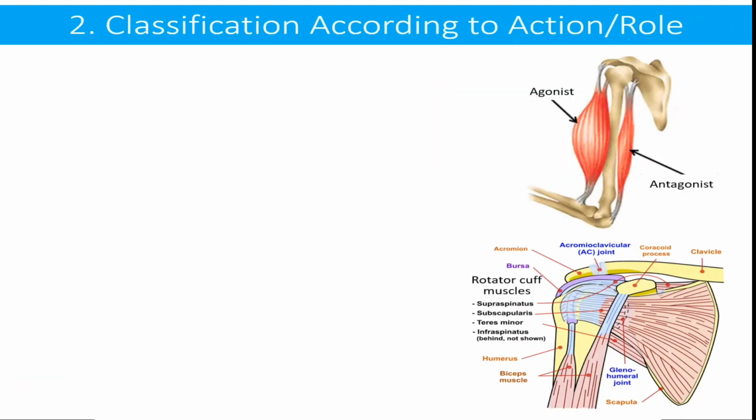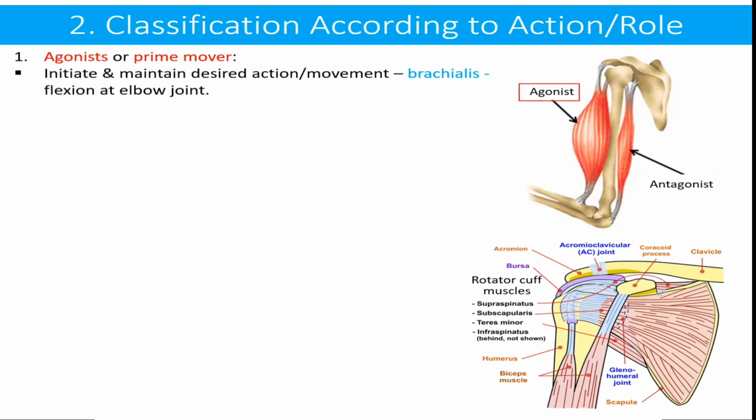Second classification according to action or role of a muscle during a movement. According to this classification, there are four groups. Number one are the agonists, which are actually the prime movers. They initiate and maintain desired action or movement, and the example is brachialis during flexion at the elbow joint.